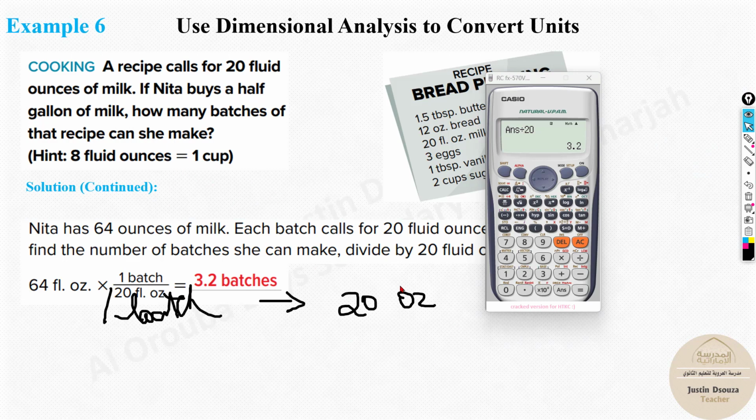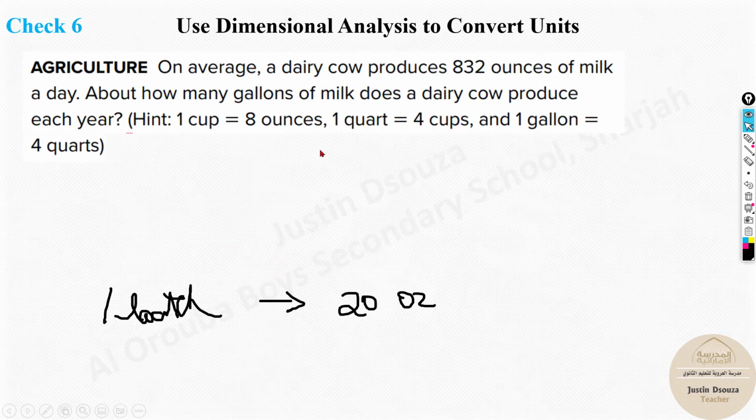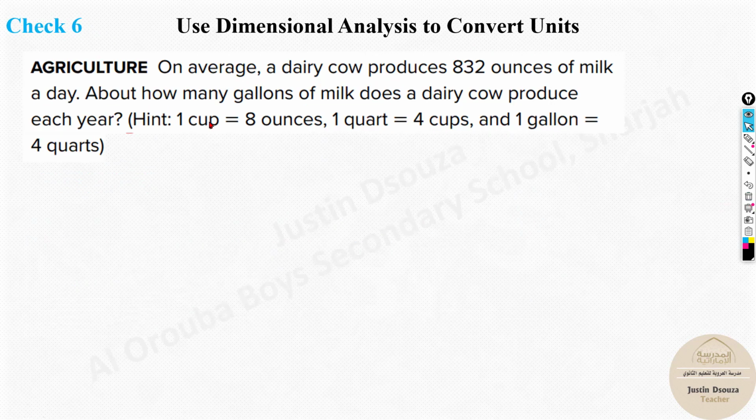So this is how you can solve it. Of pudding over here, it's written bread pudding. Now that's how we solve this problem. Now let's look into one more problem here.